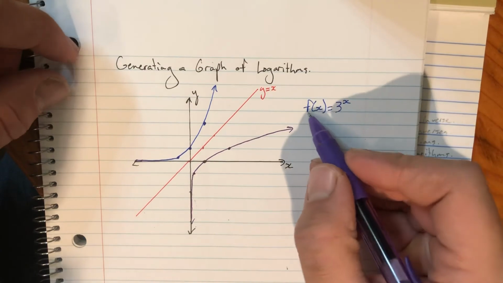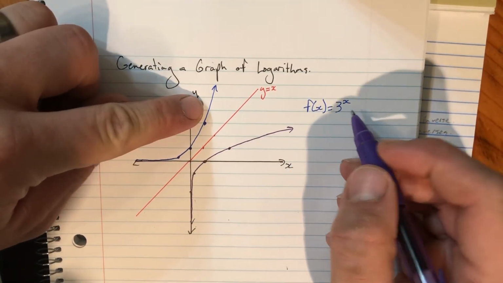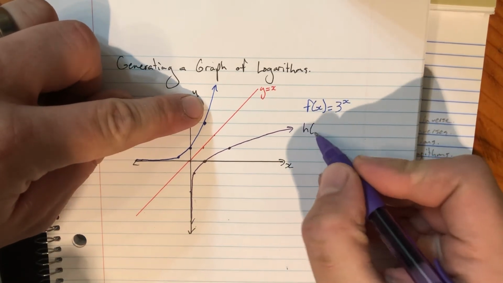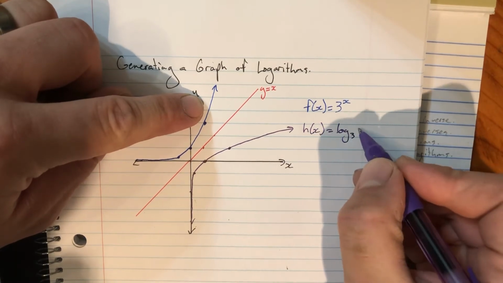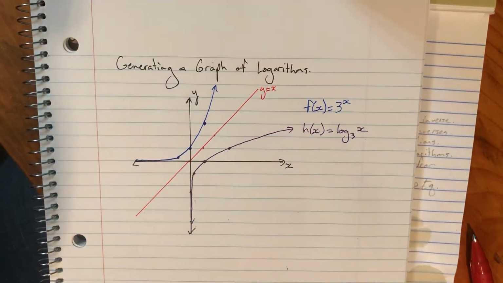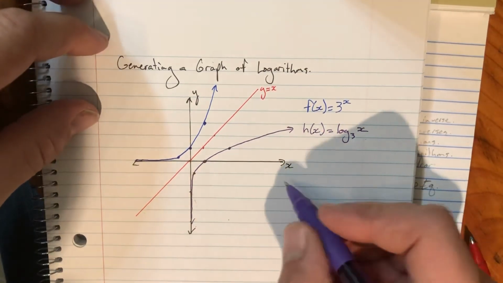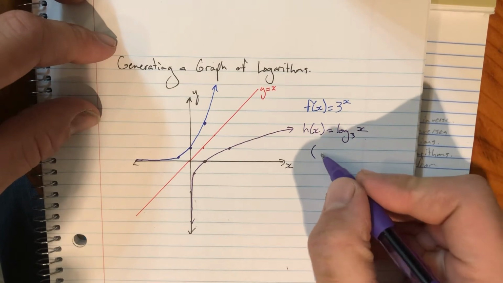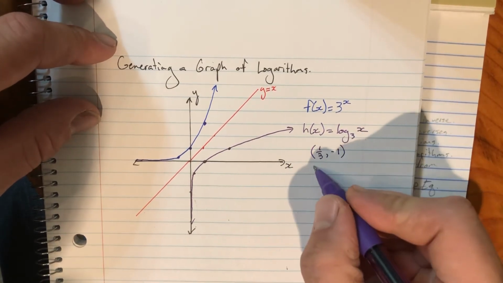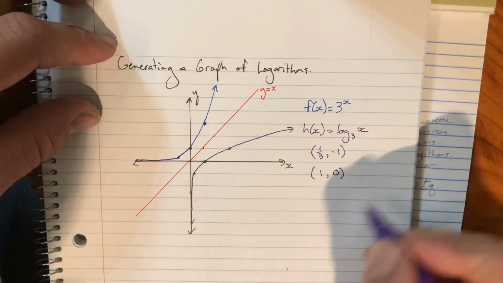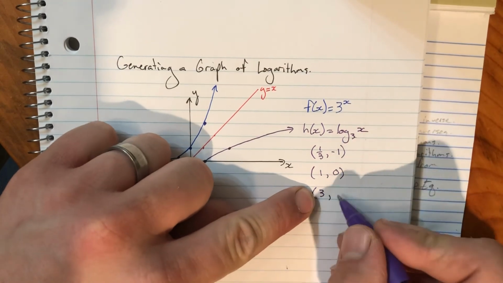And now, if our function, the blue one, the exponential function, is f of x equals 3^x, then this would become the function h of x equals the logarithm base 3 of x. And so that's how we can plot a logarithmic function. And the key points to remember for this function are (1/3, -1), (1, 0), and (3, 1), because that's the value of the base, 1.